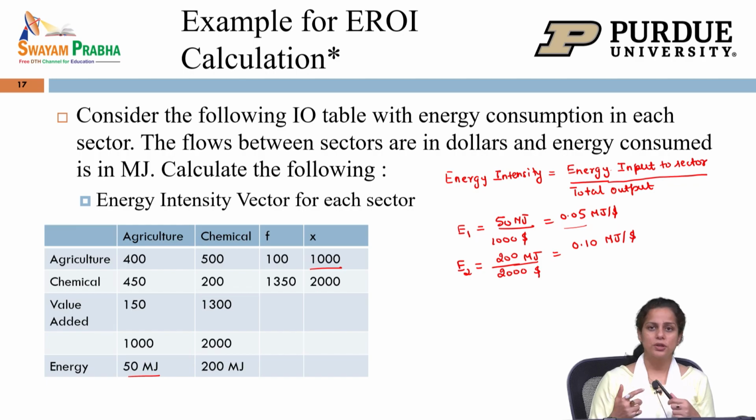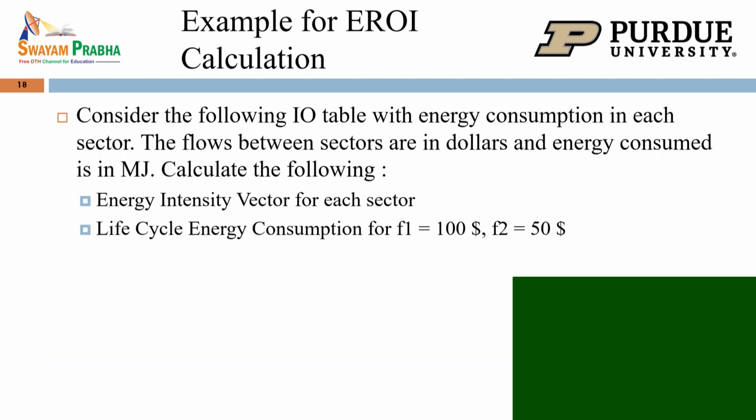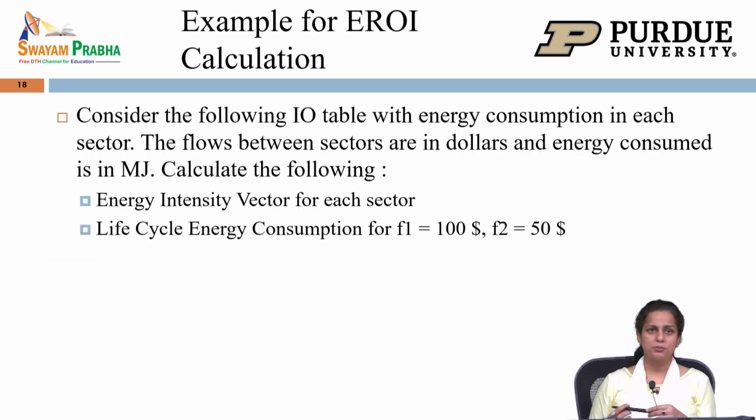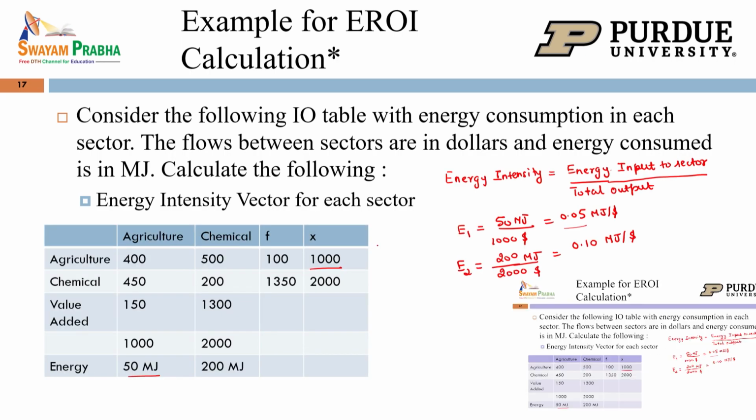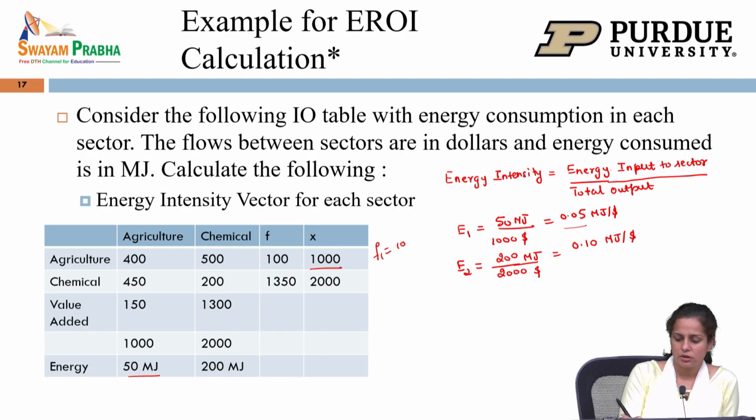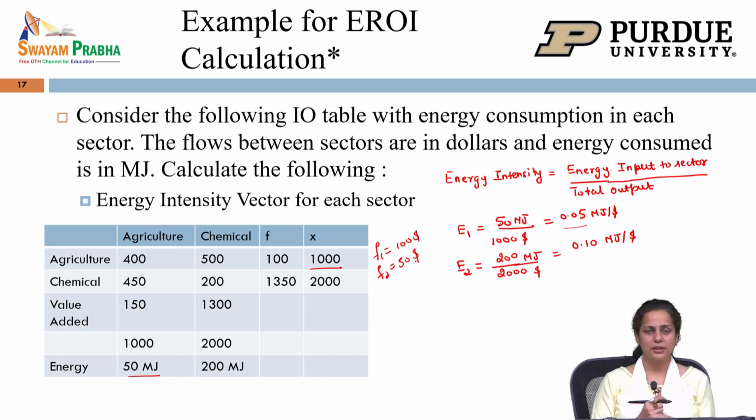So, let us move forward, and now let us calculate the life cycle energy consumption for a final demand of F1 of $100 and F2 of $50. For that, you are going to use the same table. What you need to calculate is the total life cycle energy consumption. Let us take 30 seconds to do that calculation.